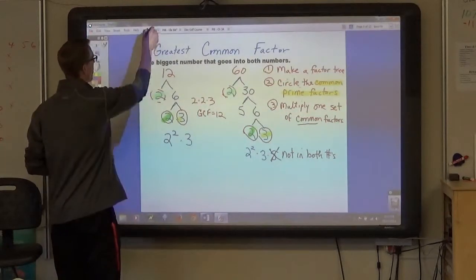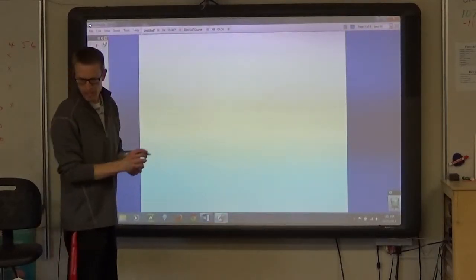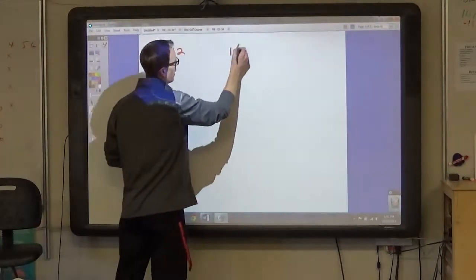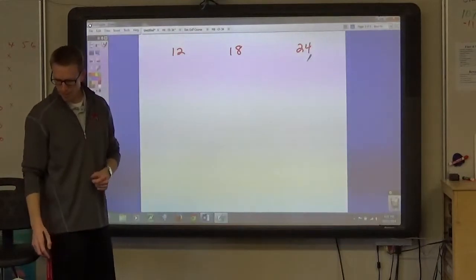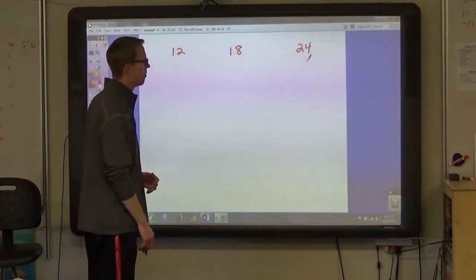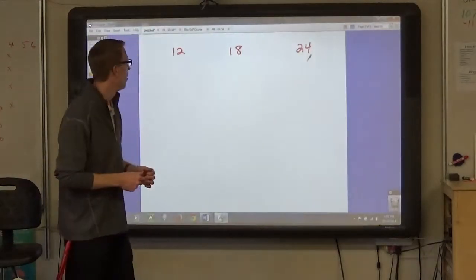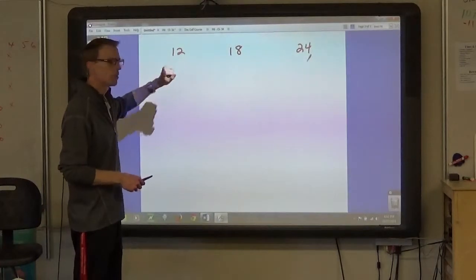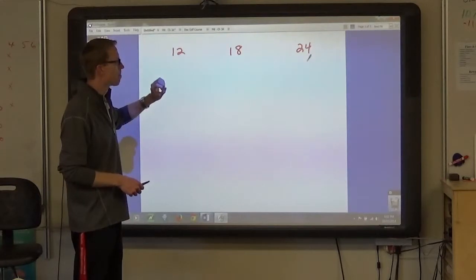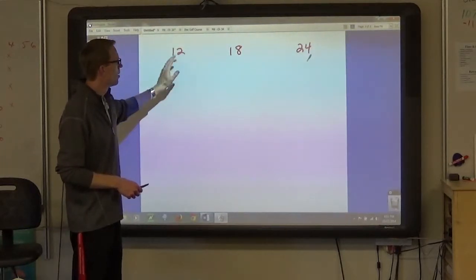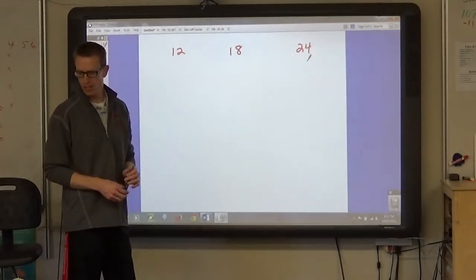What if you have 3 numbers? Let's say that you have 3 numbers like 12, 18, and 24. You might be able to figure out the greatest common factor just by knowing that these numbers are multiples of 6, 3, 4. All of those have that common factor, which is the greatest common factor, okay?